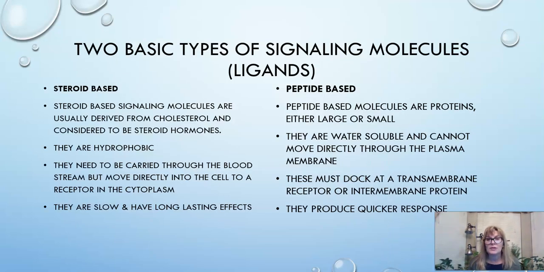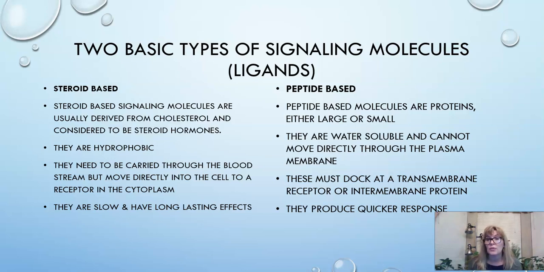So what are signaling molecules? Signaling molecules can be a variety of things. There are steroid-based signaling molecules and peptide-based, which we know is a protein. So the steroid-based signaling molecules are usually derived from cholesterol and considered to be steroid hormones. They are hydrophobic, and they need to be carried through the bloodstream but move directly into the cell to a receptor that's located within the cytoplasm. They are slow to initiate, but they have long-lasting effects.